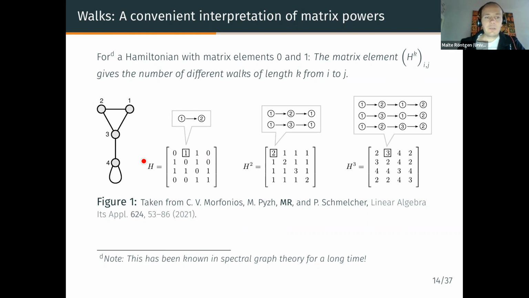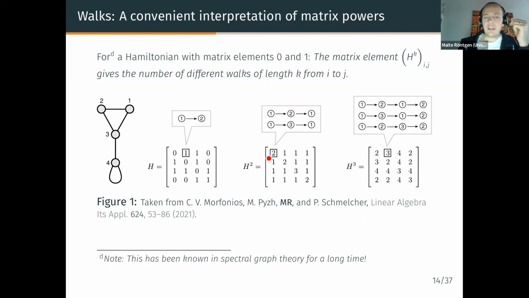Let's say we have a simple Hamiltonian. Any link here corresponds to a coupling strength of 1. We have this funny loop here. And then the matrix element Hij just says it's a coupling strength between vertex or site i and site j, as depicted here. Now, if you square this Hamiltonian, so go to H to the second power, the statement is as follows.